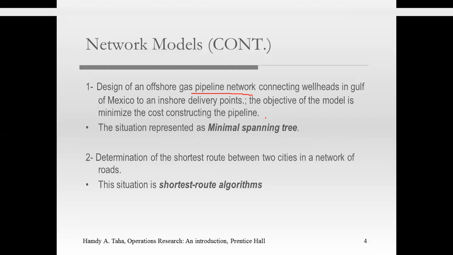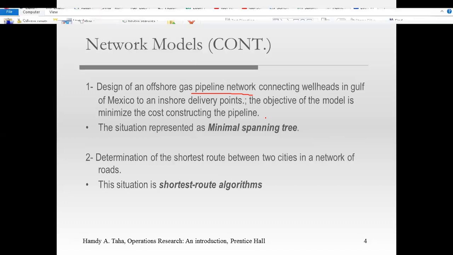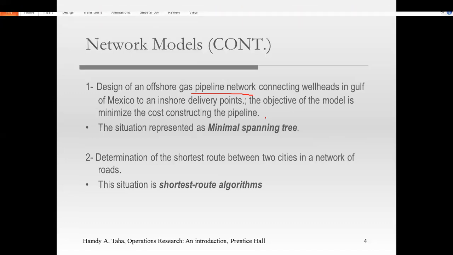And then number 2, we are asked to find the shortest route between 2 cities in a network of routes. This kind of problem can be solved by implementing the shortest route algorithm. From the name, I think it's very clear that this algorithm will help us find the shortest route. Of course, the objective is to minimize the total distance, and also to minimize the total delivery cost. Usually, the total delivery cost is proportional to the distance.